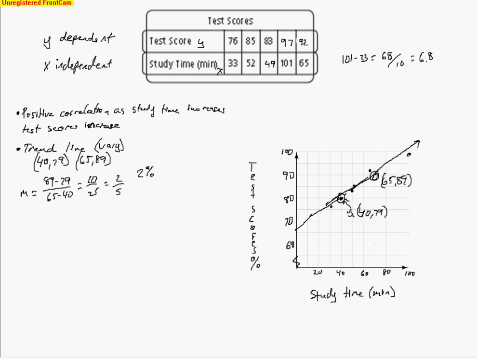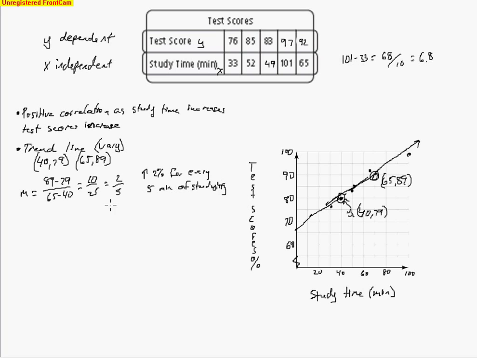Let's go ahead and rewrite that. So it was an increase by 2 percentage points for every 5 minutes of studying. That's what the slope is telling me here.